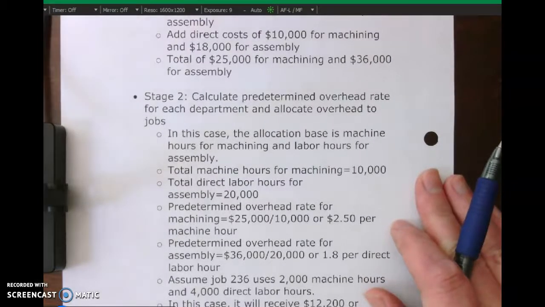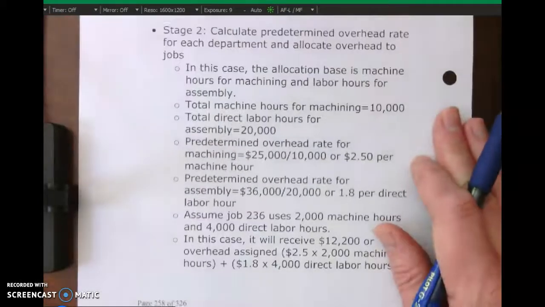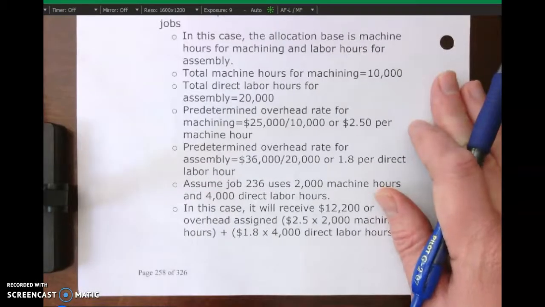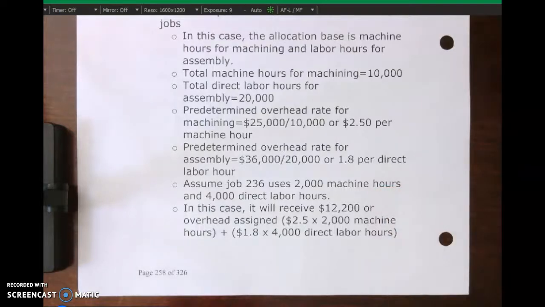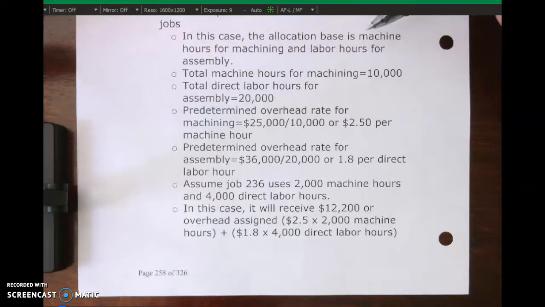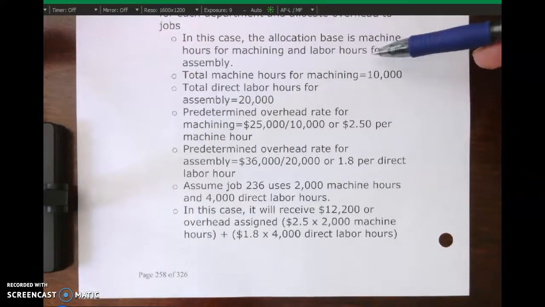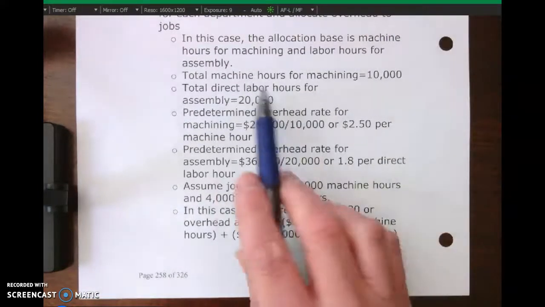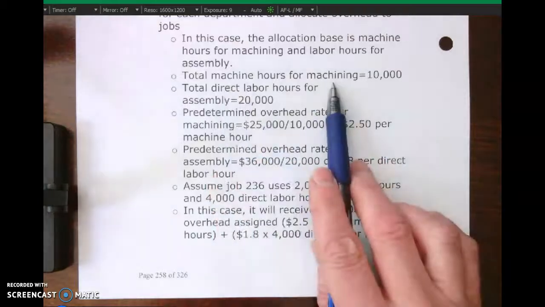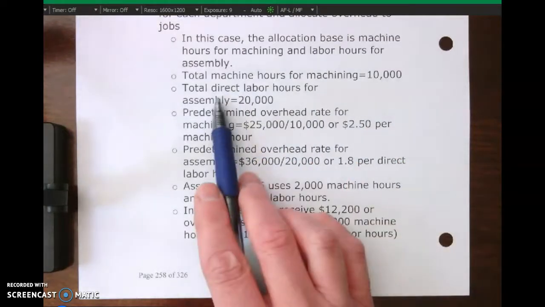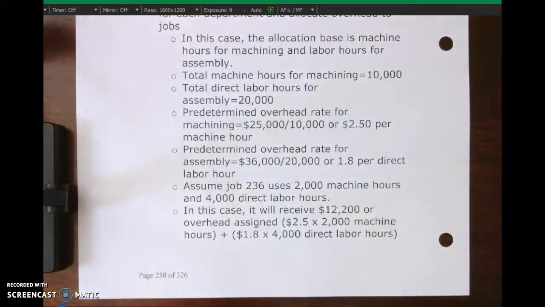Then in stage two, we calculate our predetermined overhead rate, and then we allocate those costs to our jobs, just like what we did in job order costing. So let's assume that the allocation base for machining is machine hours and labor hours for assembly. Let's also assume that our total machine hours for machining is 10,000, and that the total allocation base, or direct labor hours, for assembly is 20,000.